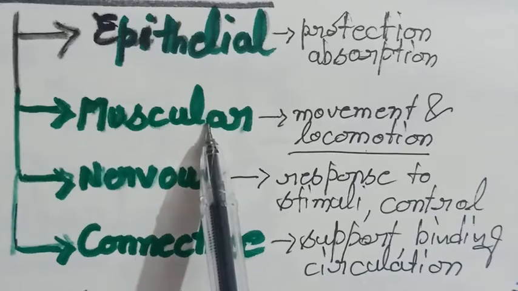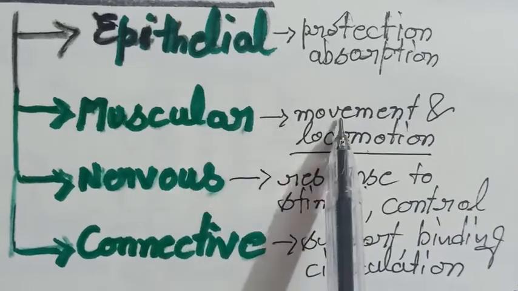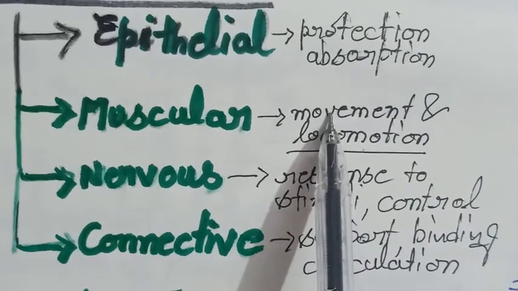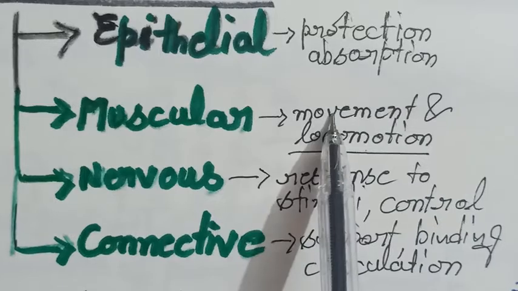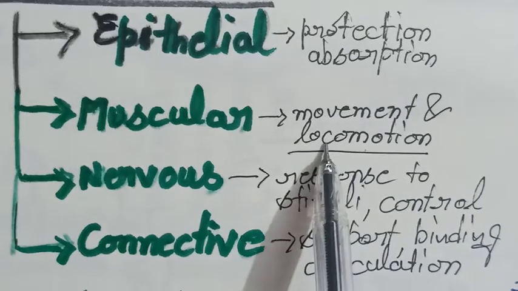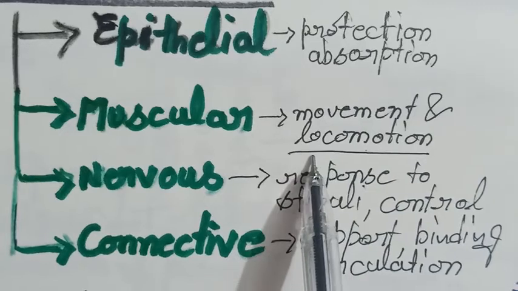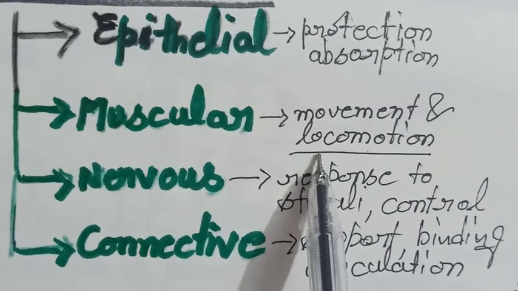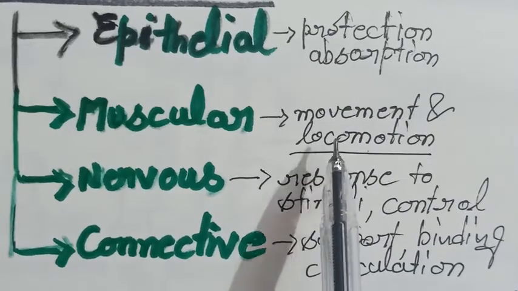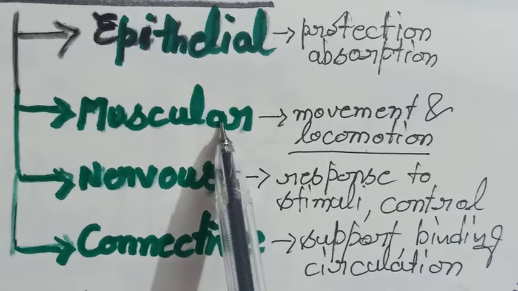Next one is muscular tissues. Muscular tissues help in movement and locomotion. Movement means they allow movement of body parts. Locomotion means they help in the locomotion of an organism, when the organism is moving from one place to another, this phenomenon is known as locomotion, and in this process muscular tissues help.